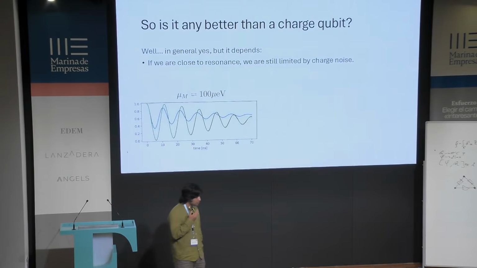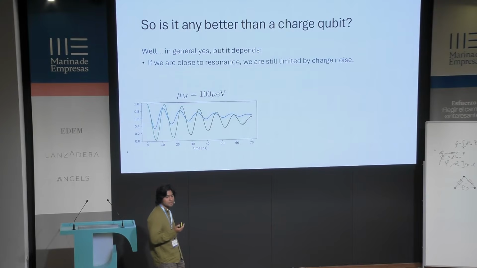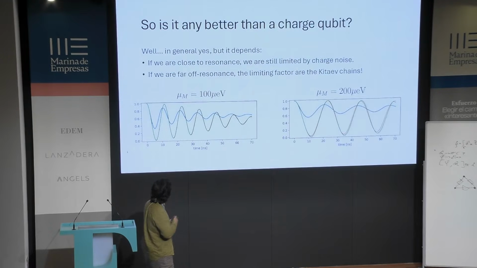Well, just to look at it in a bit more detail, we can answer the question of whether this is better than a charge qubit. And in fact, it is better because it has a stronger sweet spot for the two sides. What I show here are oscillations at two different middle dot potentials. And you see that when we are close to resonance, in the left plot, the oscillations decay faster than when the middle dot is far away. This means that if you are far away from resonance, the actual limiting factor is the chains.